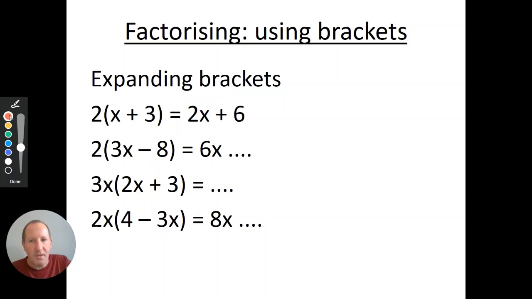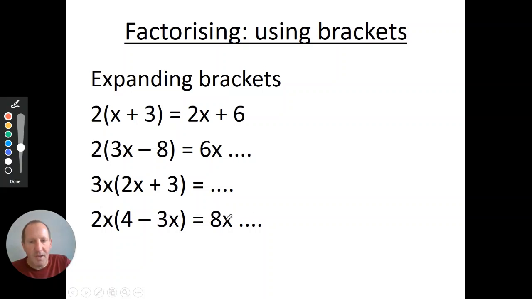Remember that you have to multiply everything inside the bracket by what's outside it. So I have 2 times x, which gives me 2x, and 2 times 3, which gives me the 6. In this one, I've got 2 times 3x, which gives me 6x, and I've also got 2 times minus 8, which is minus 16. It's important you keep your eye on those signs.